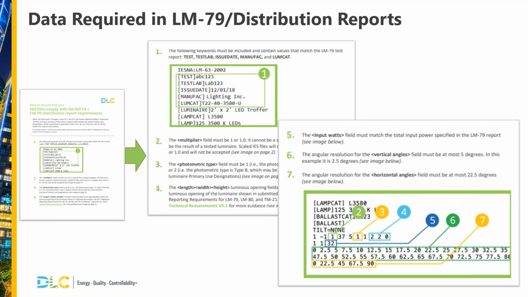Similar to LM79 color reports, LM79 distribution reports also have specific elements required. These screenshots here are snippets of the resource we have online titled Guidance for Submitting IES Files. Highlighted on this page are the specific elements and requirements for an LM79 distribution report to be considered complete and accurate. On the next slide, I'll go into a bit more detail on each of those elements.